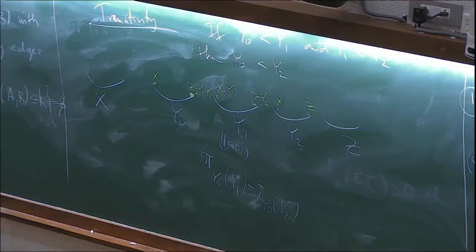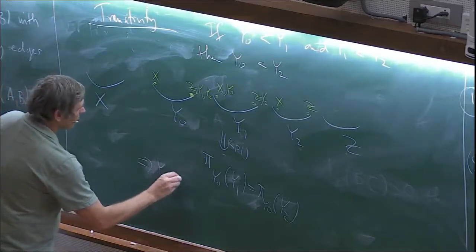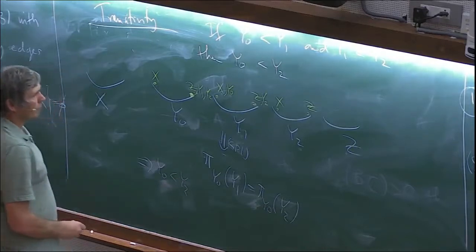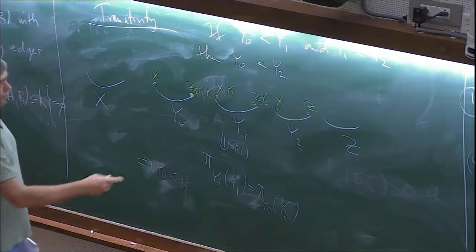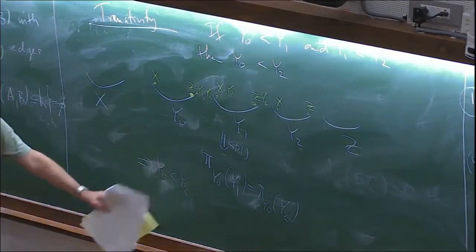But now that means that this implies that y0 is less than y2, because it has the same projection as z. That's also one of the six equivalent statements. Right? So y2 is kind of on the same side as z from y0. So that means that y0 is less than y2.